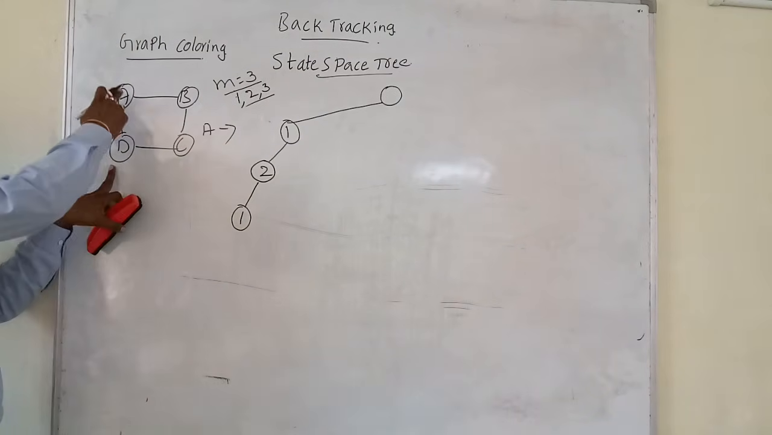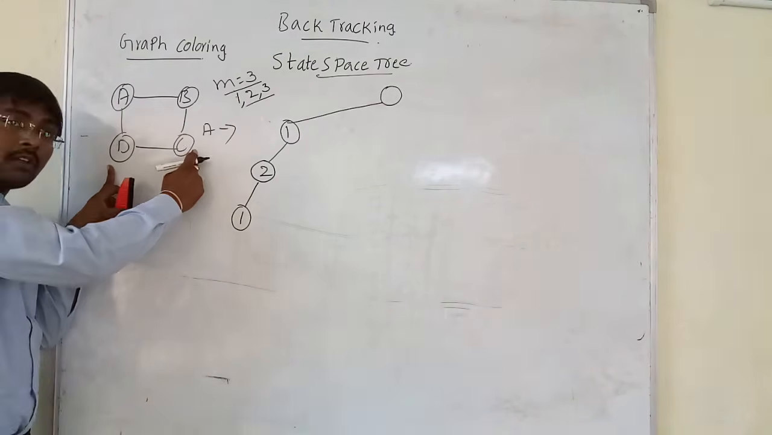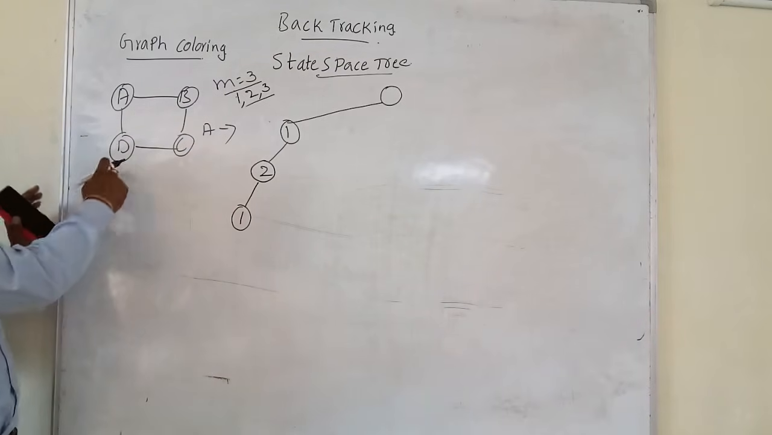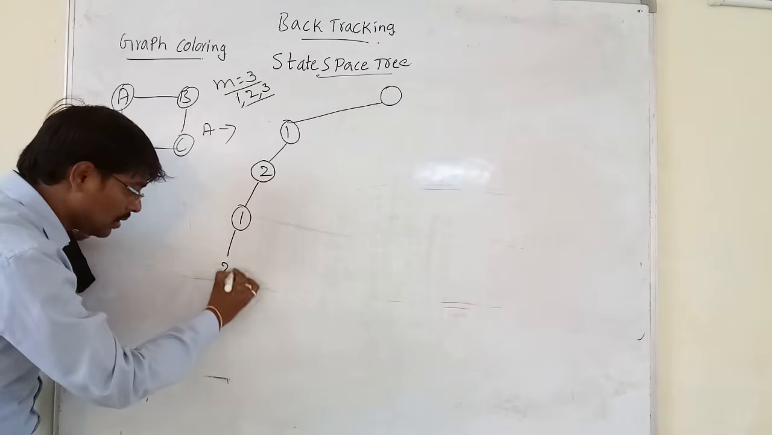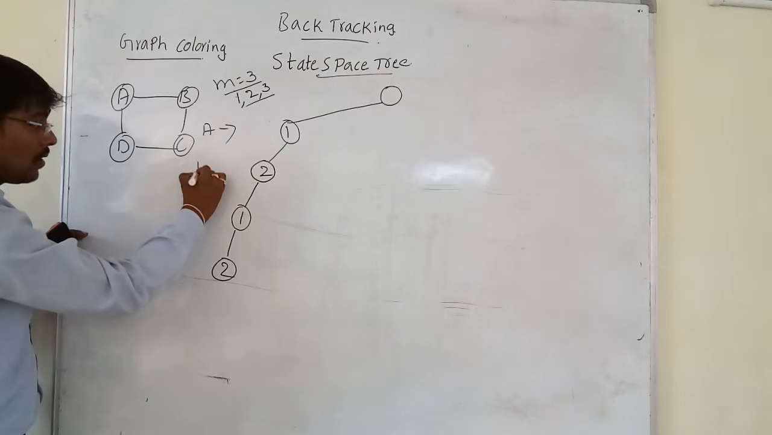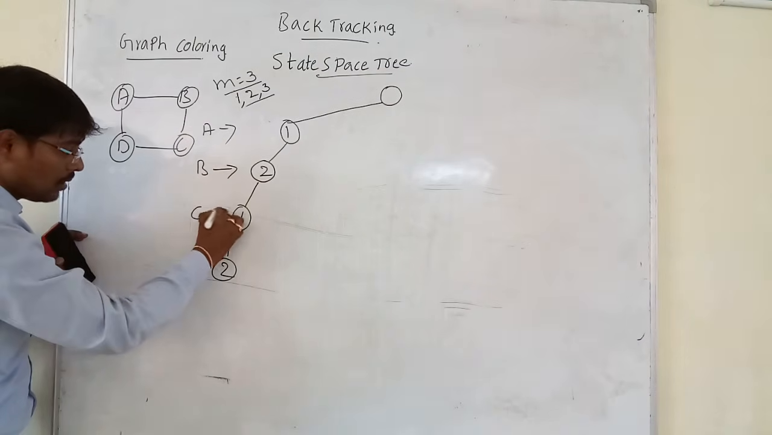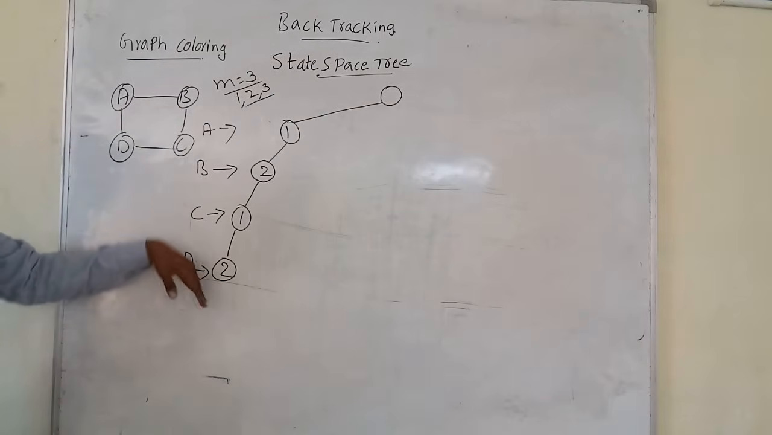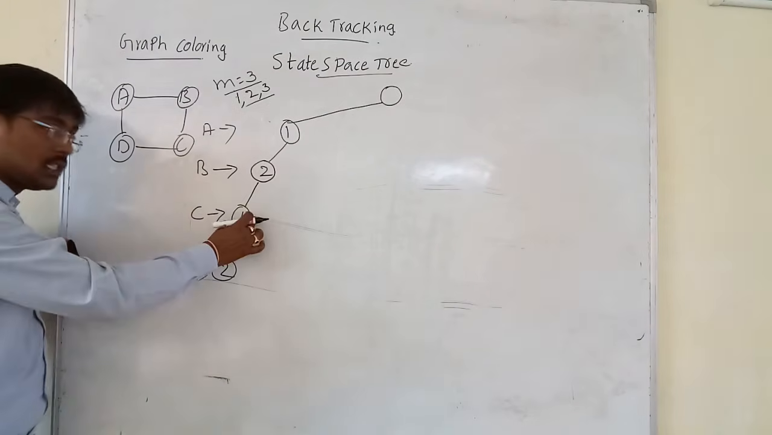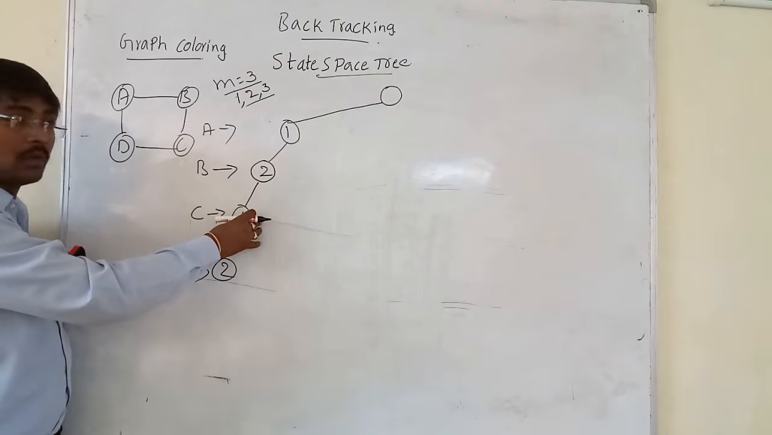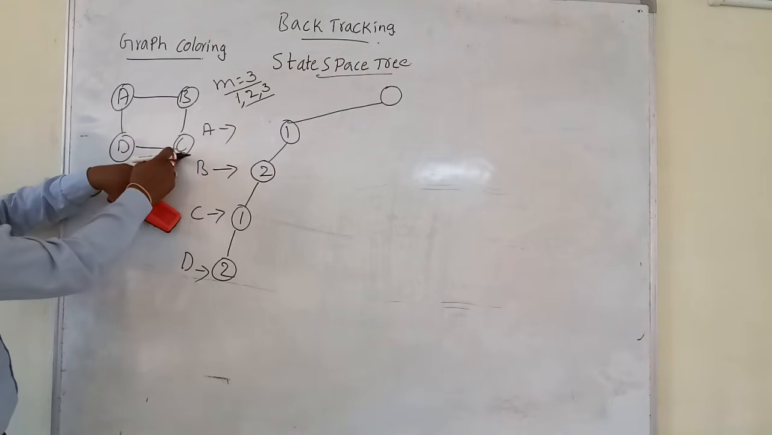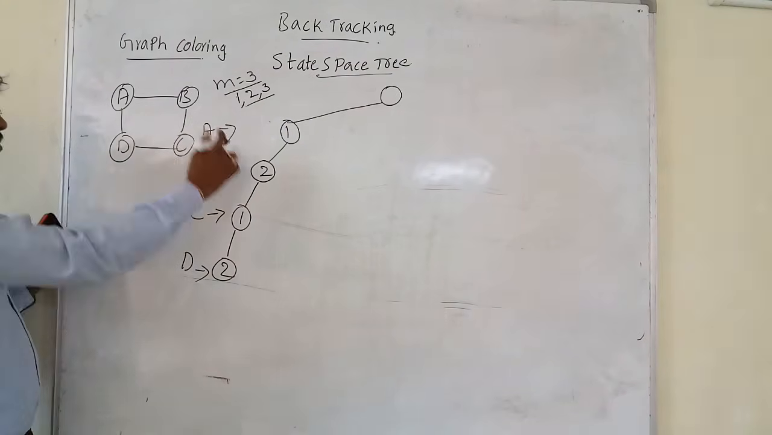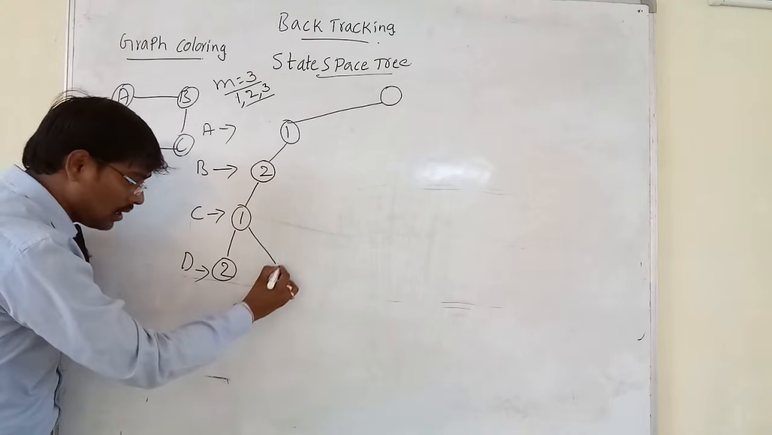Next D, color of A is 1, color of C is 1. So again D has 2 possible cases, either 2 or 3. For example, 2. So this is color of A, color of B, color of C and color of D. After completion, backtrack to previous. So C has one more possible combination. So C is colored with either 1 or 3. Suppose C is colored with 3.